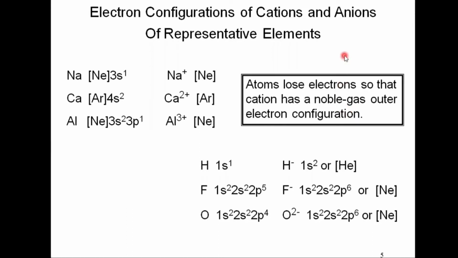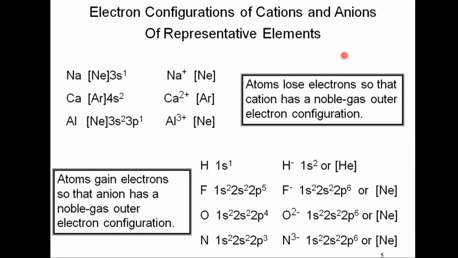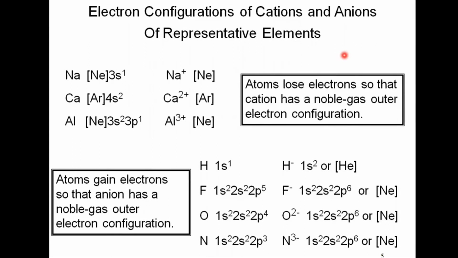Similarly, nitrogen gains 3 electrons to get the neon configuration. So atoms gain electrons so that the anion has a noble gas outer electron configuration. So the elements from groups 5, 6 and 7 gain electrons to get the electronic configuration of the noble gas next to them, and the groups 1A, 2A and 3A lose electrons to get the electronic configuration of the noble gas previous to them.